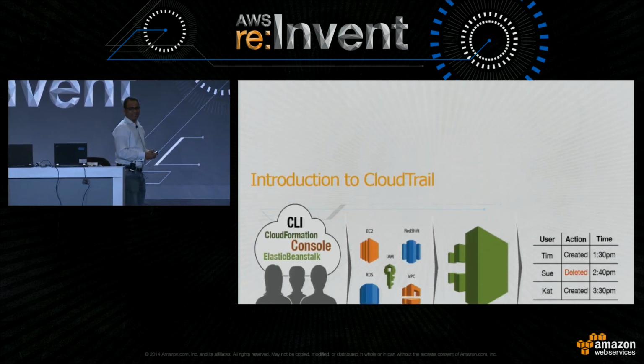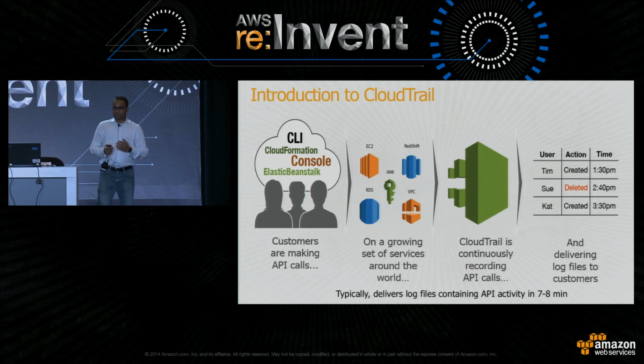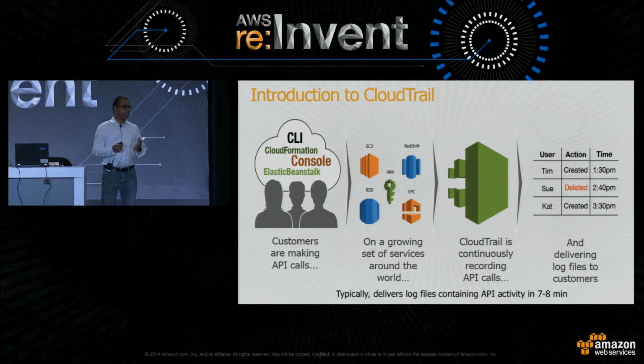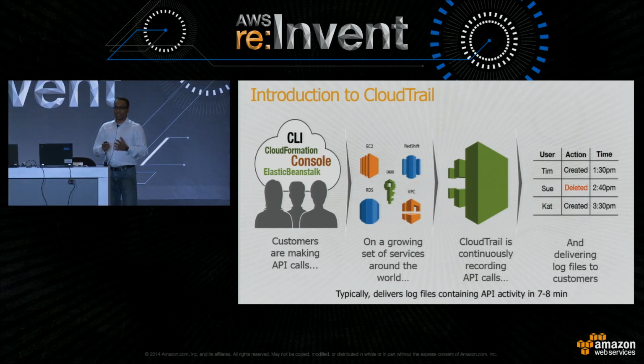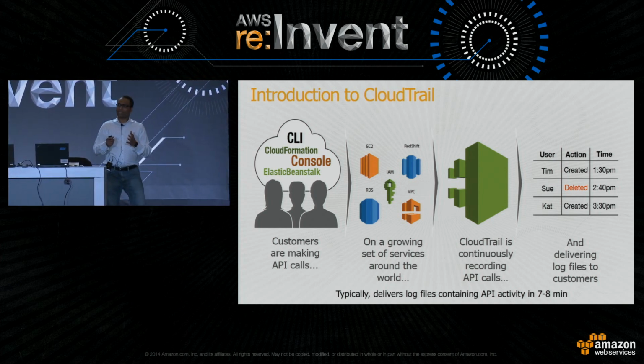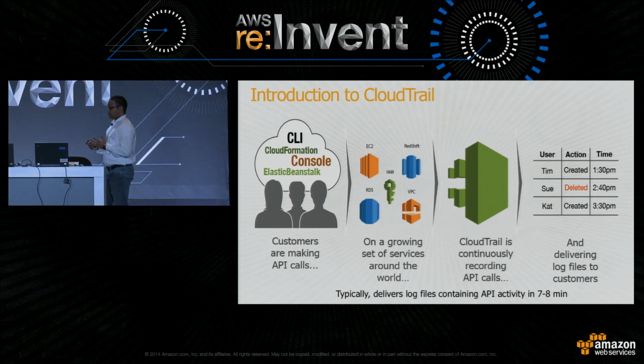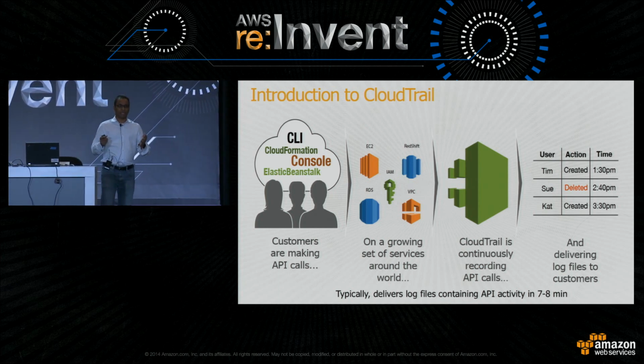So what exactly is CloudTrail? CloudTrail is a web service that is recording the API activity that is occurring in your AWS account and delivering a log file that contains this API activity to you in an S3 bucket. That's what it is in a nutshell. If someone were to ask you in one sentence, that's what it is.